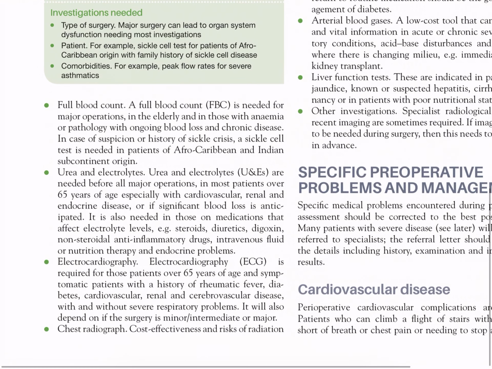Urea and electrolytes. Urea and electrolytes are needed before all major operations in most patients over 65 years of age, especially with cardiovascular, renal and endocrine disease, or if significant blood loss is anticipated. It is also needed in those on medications that affect electrolyte levels, for example steroids, diuretics, digoxin, NSAIDs, intravenous fluids or nutrition therapy, and endocrine problems.